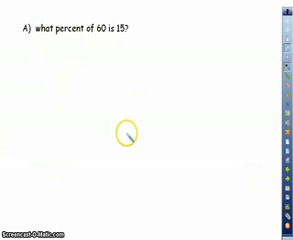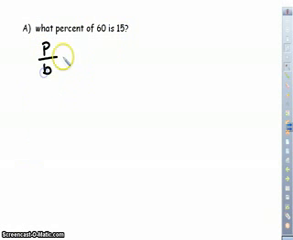Go ahead and solve this, finding out what percent of 60 is 15. Go ahead and hit pause, and when you're finished, hit play. All right, now what you're going to do is again use your formula. Always use this and have it in front of you. Write it down so you can see it and plug these in. The question is what percent? We don't know. So that's going to be my x over 100 equals.